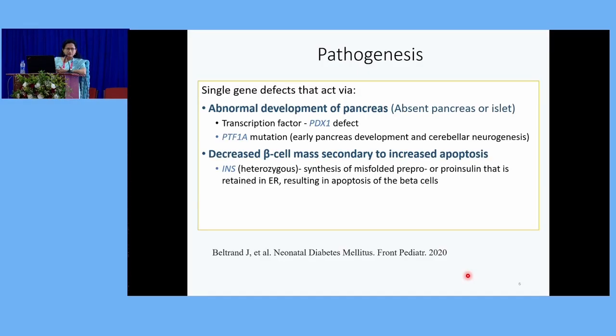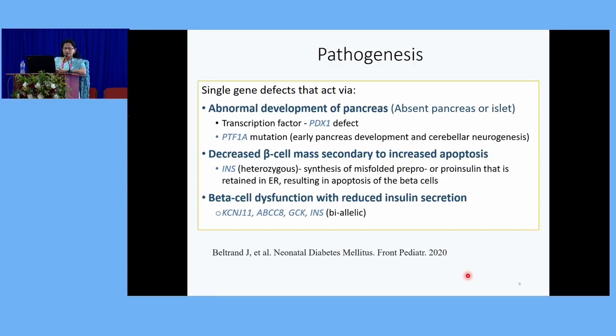So then we have decreased beta cell mass secondary to increased apoptosis, and here an important cause is insulin gene mutation when it presents as heterozygous. So insulin gene is very interesting. It can cause neonatal diabetes as a heterozygous variant or as biallelic variant. When heterozygous, it causes permanent neonatal diabetes because it produces an abnormal kind of pre-proinsulin which gets misfolded and causes endoplasmic reticulum stress. But when it is a homozygous defect, actually it just leads to reduced insulin secretion, and therefore in homozygous state it actually causes transient neonatal diabetes.